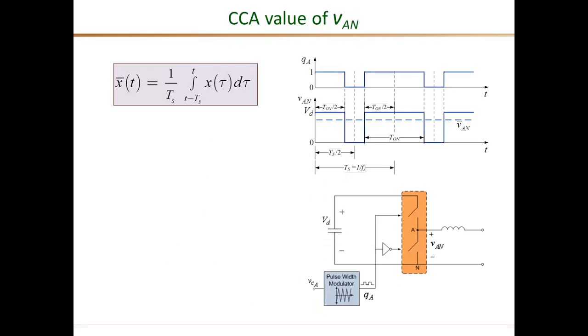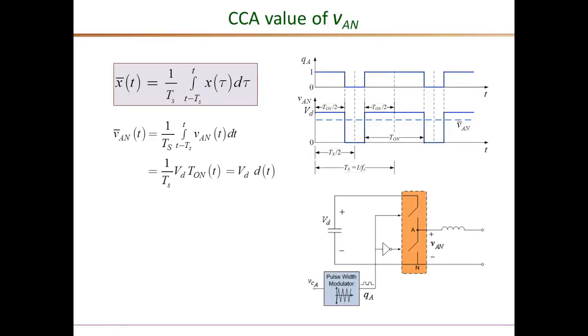Now coming back to the power pole shown here, let's derive the CCA value for this pole output voltage marked as VAN, the pole A voltage with respect to the DC negative. So here is the waveform of VAN. It is equal to VD whenever Q is 1, or the top switch is on, and it is 0 when Q is 0. So in one complete switching period, the VAN equals VD for a duration of T on, and it is 0 for the remaining duration.